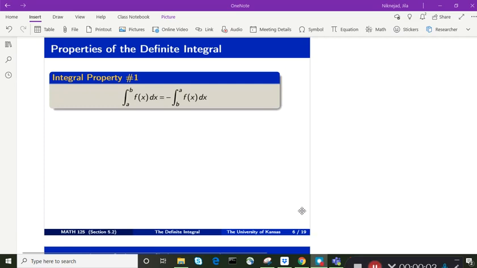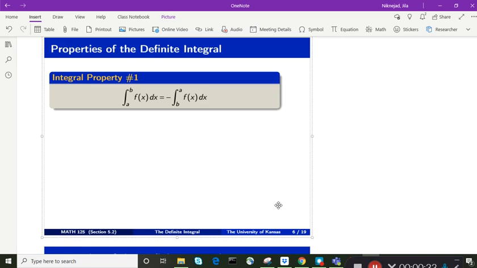We're continuing with section 5.2, and now we're discussing a few properties of definite integral. The first property is the integral from a to b of f of x dx. See the bounds, the limits start from a. A is the lower bound, b is the upper bound, and this is equal to negative the integral from b to a.